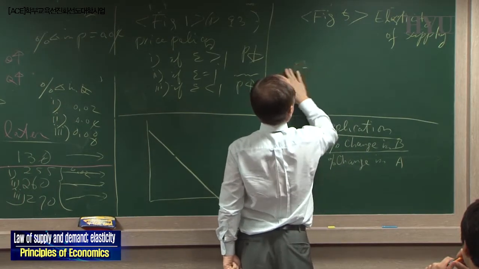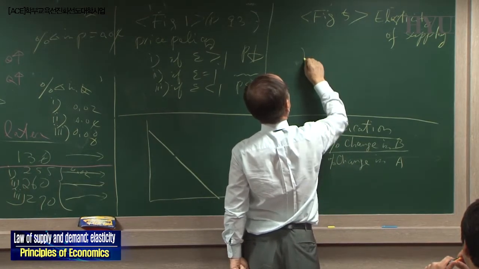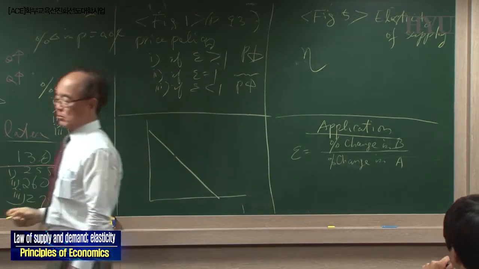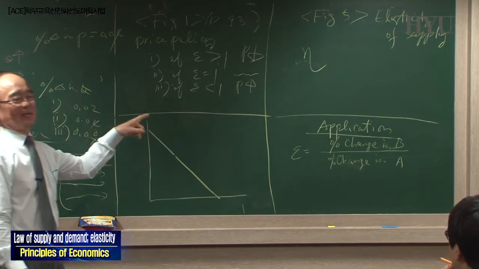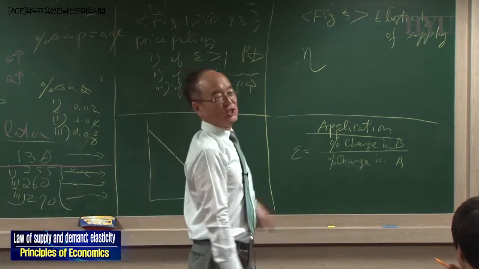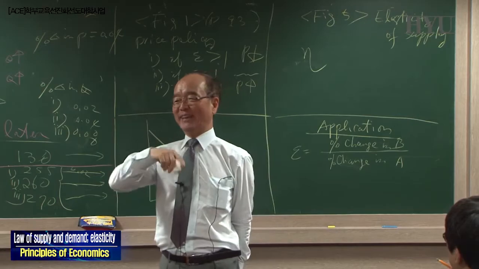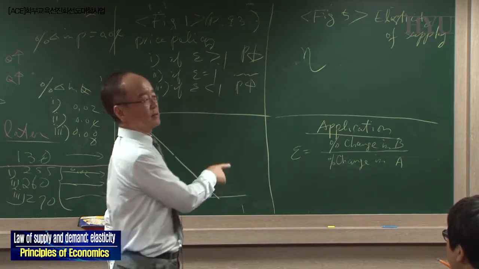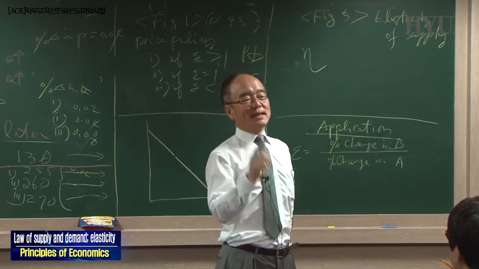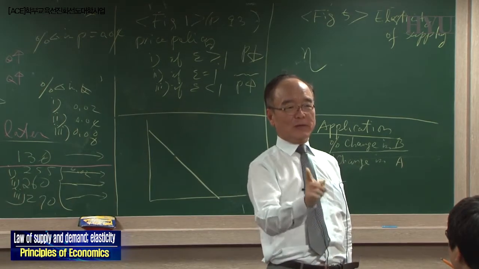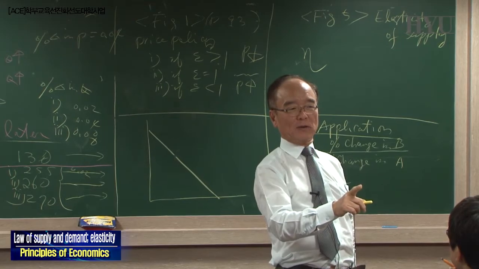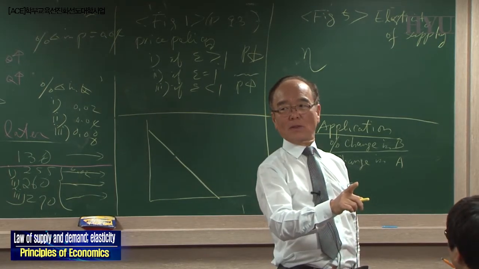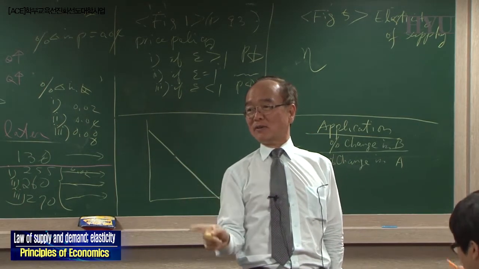So what do we call this Greek letter? We call it eta. This is equivalent to the English H, eta. So price elasticity of supply: as price goes up, supply goes up, or goes down? That moves in the same direction, right?